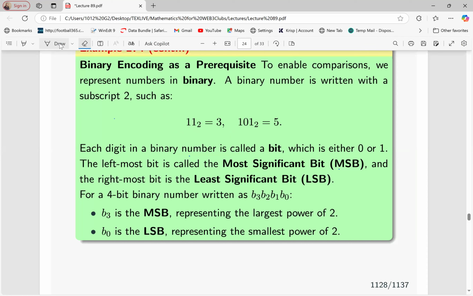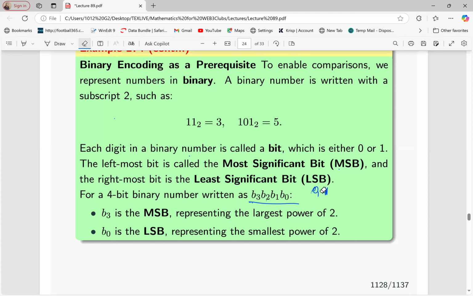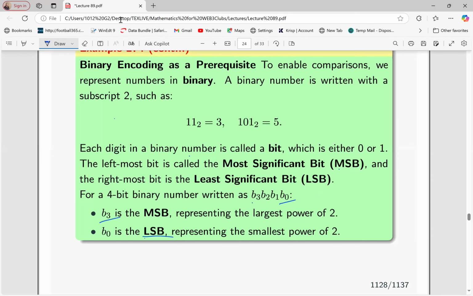Now let's consider a 4-bit binary number. Let me assume that this is B3, B2, B1, B0. Each B would be either 1 or 0, because a binary number has 1s or 0s. But now, which one is the most significant bit of this? The one on the left is the most significant bit, and in our case it is B3. What about the least significant bit? It is the one on the right. In our case, B0 is the least significant bit.